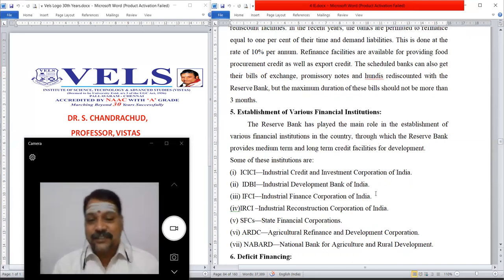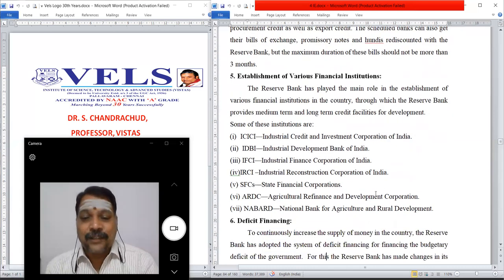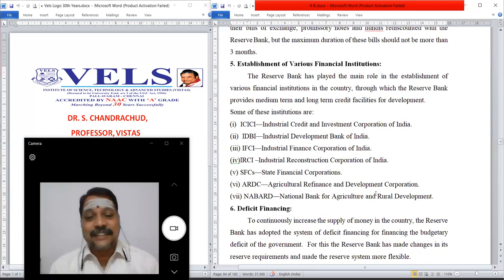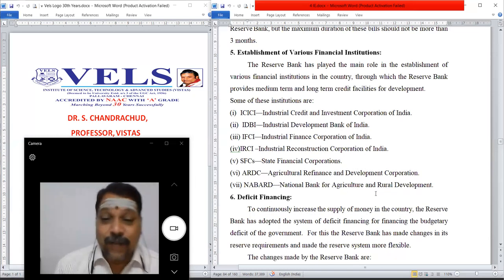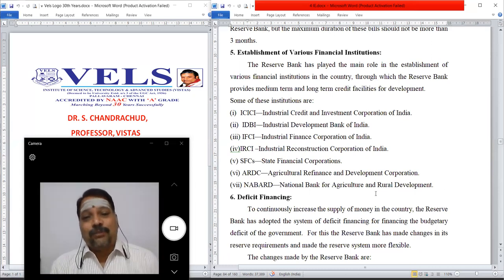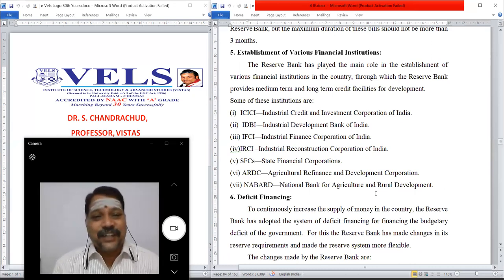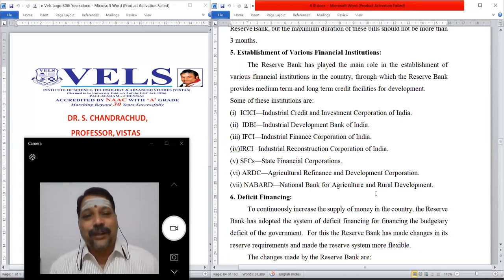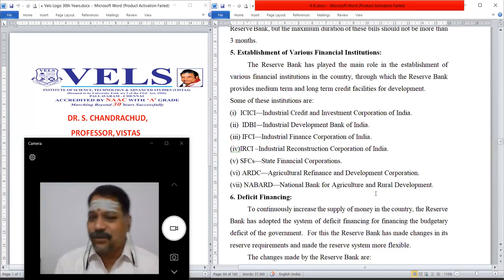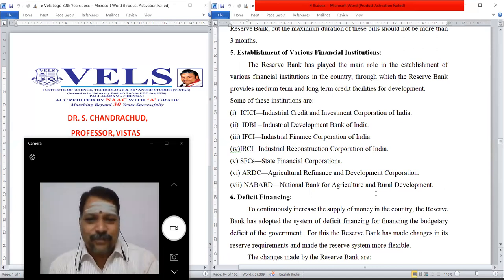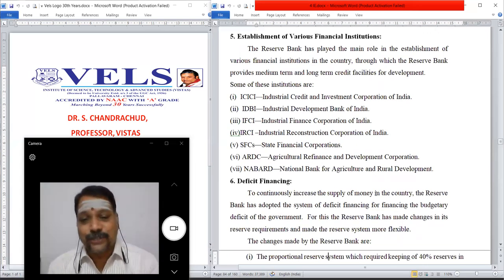Then SFC, State Finance Corporation. Then ARDC, Agriculture Refinance and Development Corporation. The last one is the most important one, NABARD. NABARD is the National Bank for Agriculture and Rural Development. So, by establishing various financial institutions, we are able to regulate the monetary policy, either for medium and long-term credit, for refinance or rediscounting. Depending upon the type of credit, it may use a different financial institution.